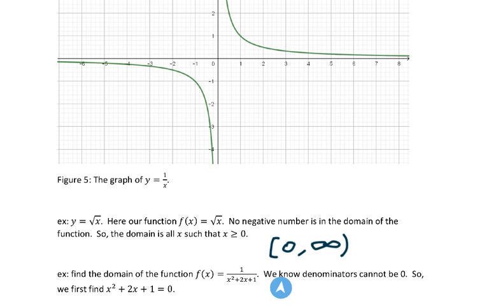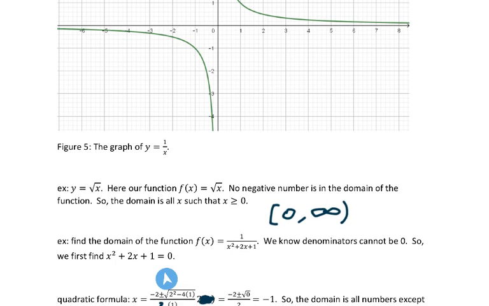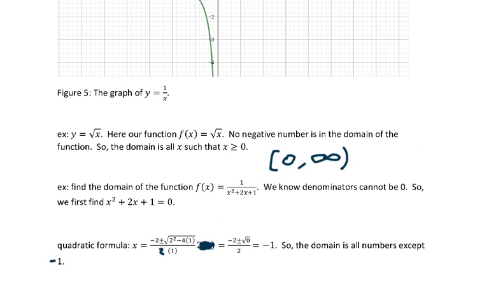For the next example, here, we want to find the domain of this. This is a function. You have one polynomial over another. One is a polynomial that just has degree 0. The denominator is a quadratic, a polynomial of degree 2. We want to know what the domain is. So we want to know when the denominator is not 0. Well, first, we're going to determine when it is 0, and then we're going to throw those numbers out.